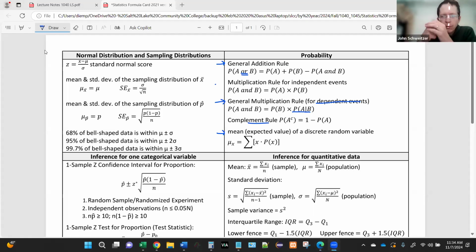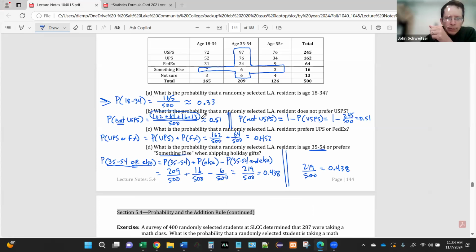That's about all we need for probability. We're pretty much right there in the addition rule. That's where we were at last time. We were using this contingency table to help us practice with probability rules. So that's where we're at, and we'll just pick up here.